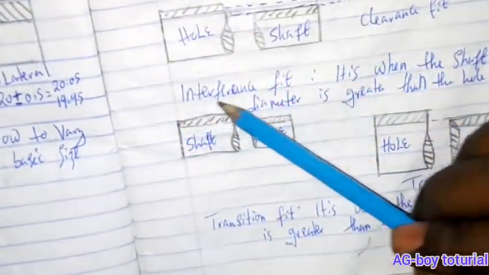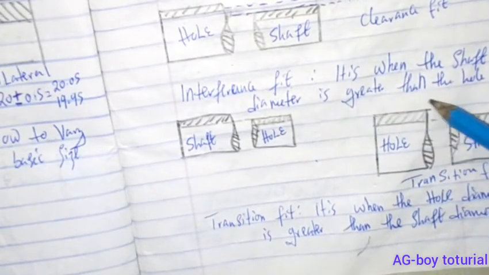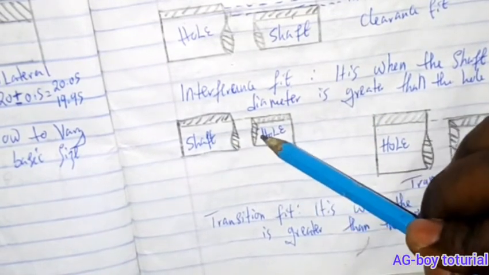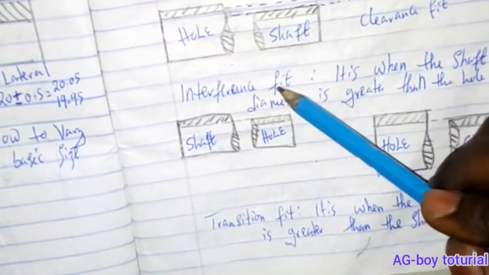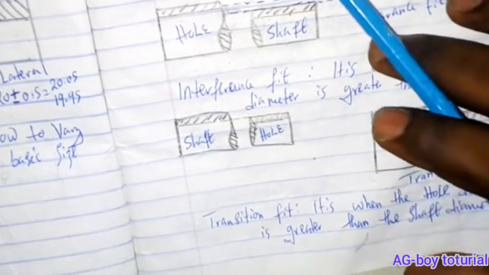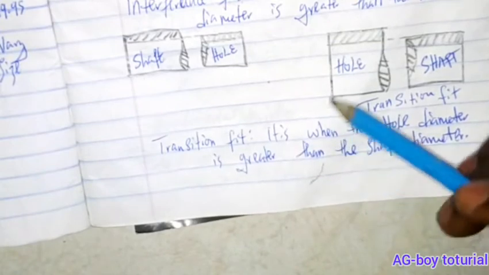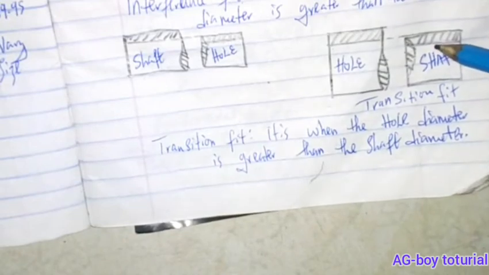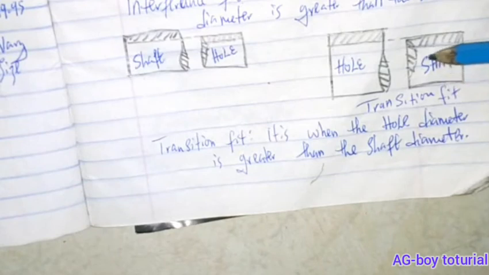So let's talk about the interference fit. Interference fit is when the shaft diameter is greater than the hole diameter. This is my shaft and this is my hole. My shaft diameter is greater than my hole diameter. That's why it's called an interference fit. Then my transition fit is when my hole diameter is greater than my shaft diameter. So that's why it's called transition fit. So those are their differences.